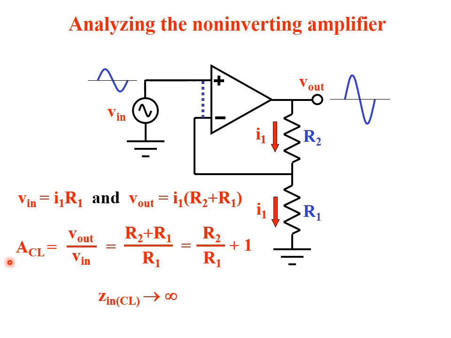So the closed loop gain for the non-inverting amplifier is R2 over R1 plus 1, while on the inverting amplifier it was R2 over R1. And the input impedance of the closed loop here is infinite.